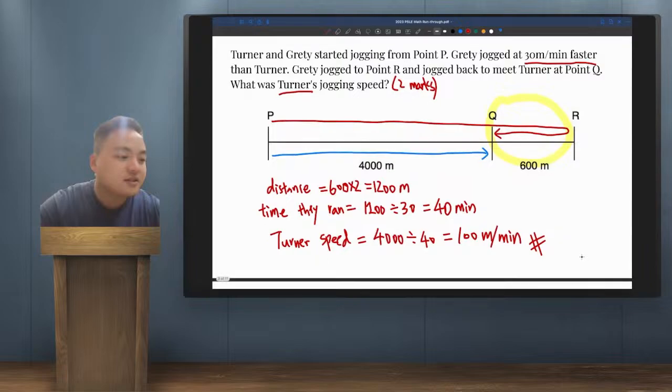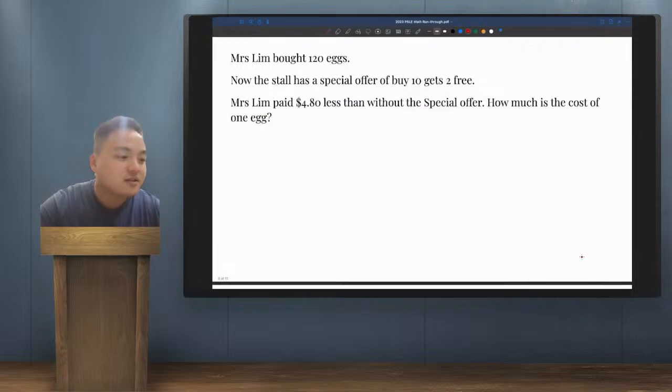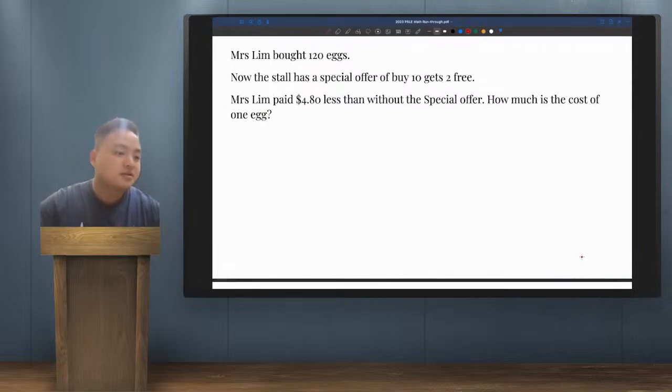Alright, let's see the next one. About the eggs. Can someone help me check if the actual question asks what is the cost of 1 egg, or are they asking something else? What is the question? Oh, asking for 10 eggs. Okay, cost of 10 eggs. Right, let me just change it to 10 eggs.